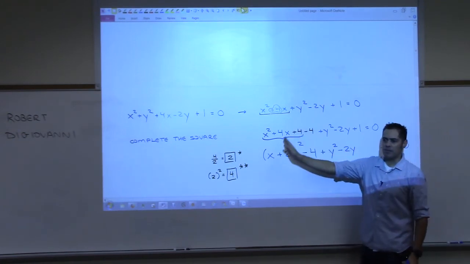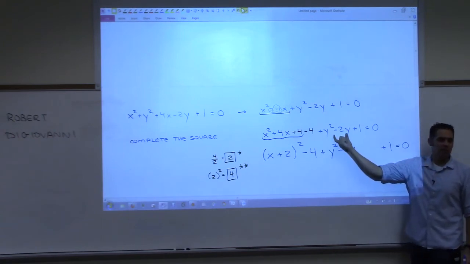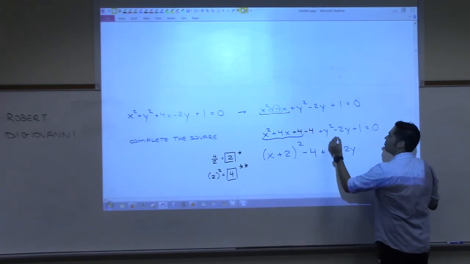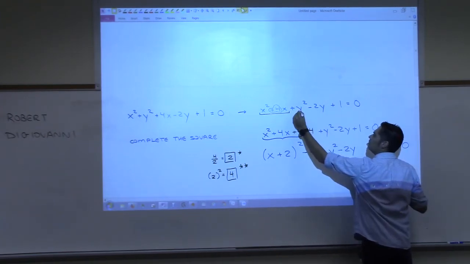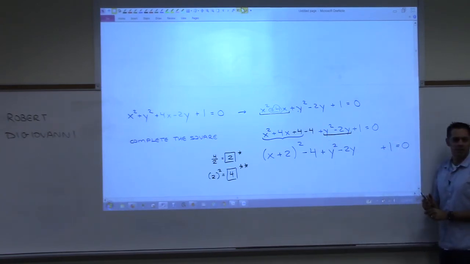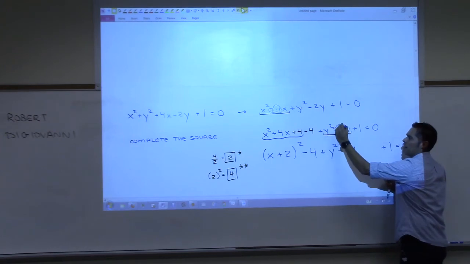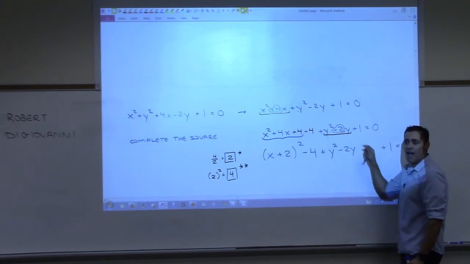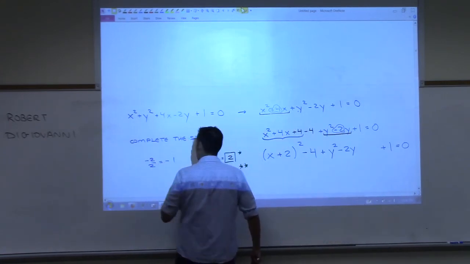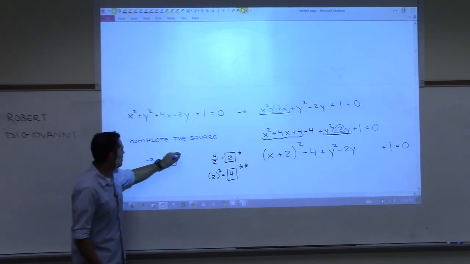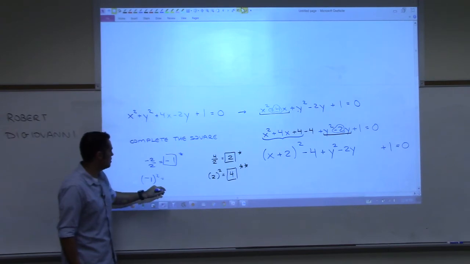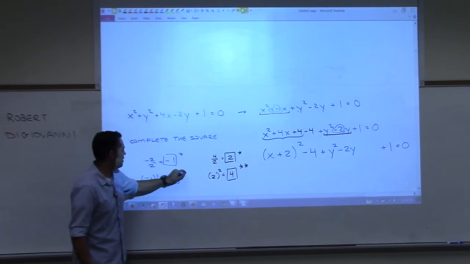We only dealt with the x's. I still have to complete the square here, because the y's are also the same format. So let's try and complete the square on this one. Okay, so what is the number that I'm going to pick? Negative 2, right? I take half of it. What's half of negative 2? That's negative 1, right? That's my first kind of little magic number. And then I take that negative 1 and I square it. Negative 1 squared is 1. That's my second magic number.